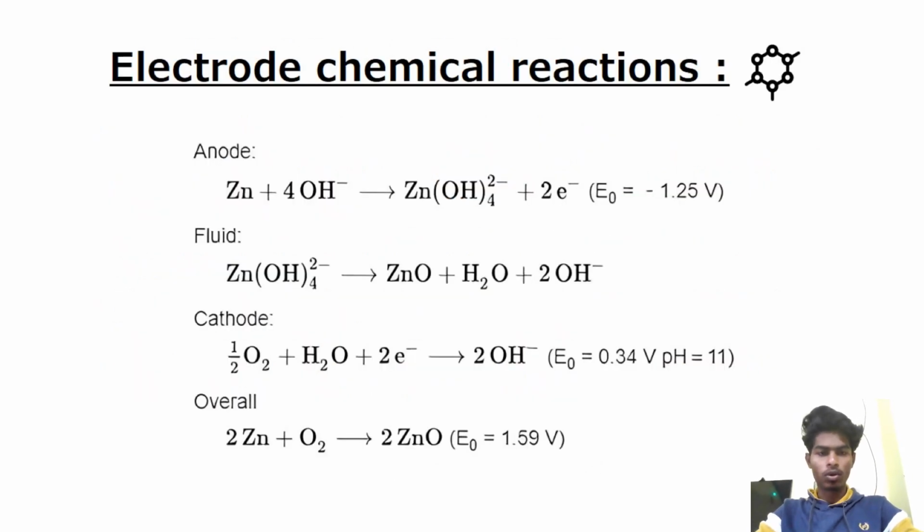Here we see the anode reaction: Zn plus 4OH minus gives Zn(OH)4 2 minus plus 2 electrons, and also the fluid reaction: Zn(OH)4 2 minus gives ZnO plus H2O plus 2OH minus. That H2O will react in the cathode reaction with O2: O2 plus H2O plus 2 electrons gives rise to 2OH minus hydroxyl ions. Overall, 2Zn plus O2 gives rise to 2ZnO.